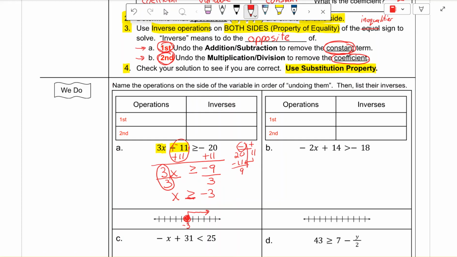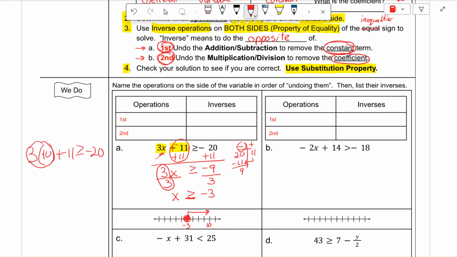Now to check this, you choose any number that's greater. Let's choose 10. Okay, 10 is greater than negative 3 for sure. So put a 10 right here. Let's write that down with parentheses. The 10 goes there, plus negative 11 is greater than or equal to negative 20.